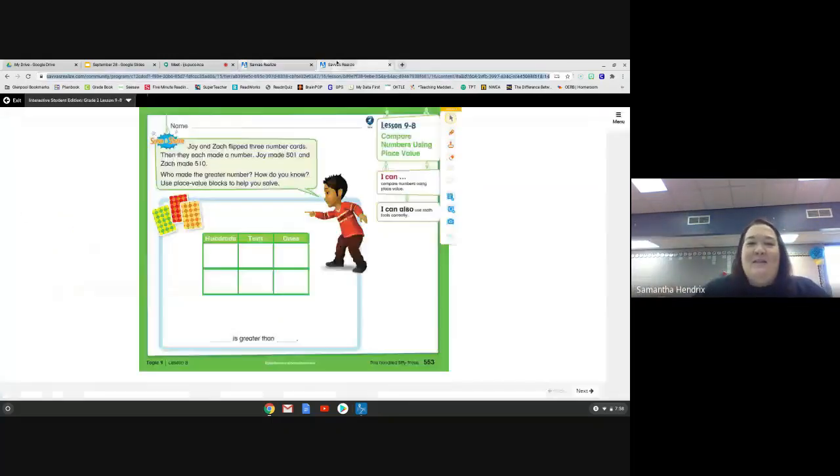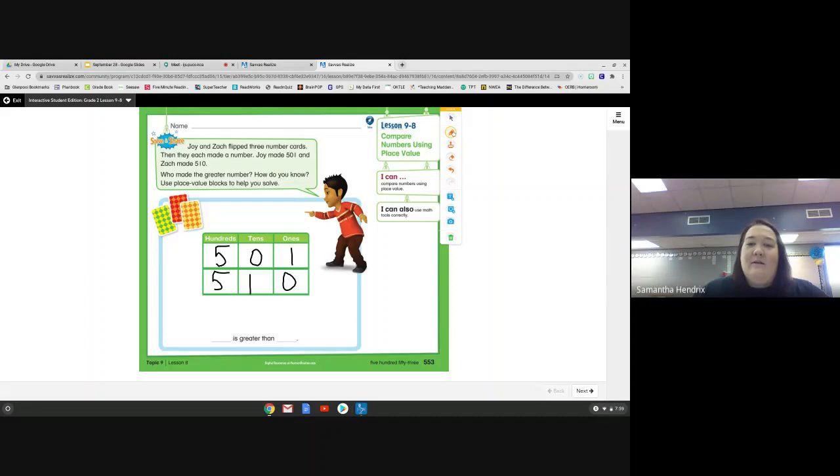Okay, let's look at our workbook. We're on page 553. Find that. Pause the video while you find it. Okay, Joe, Joy, and Zach flipped three number cards. Then they each made a number. Joy made 501 and Zach made 510. So I'm going to go ahead and write Joy made 501 and Zach made 510. Okay, so who made the greater number and how do we know?